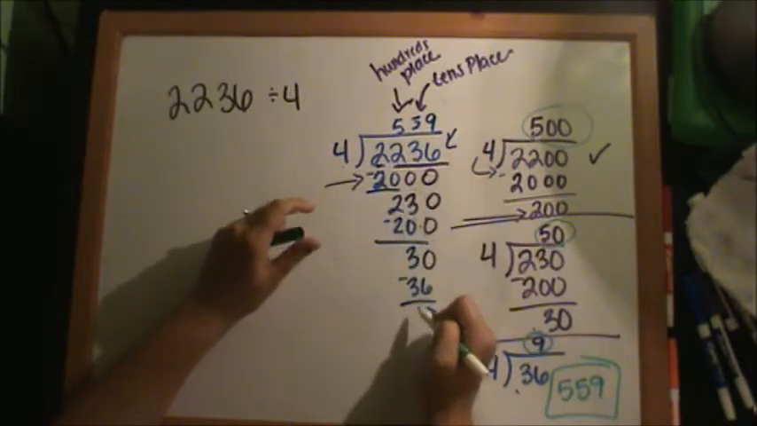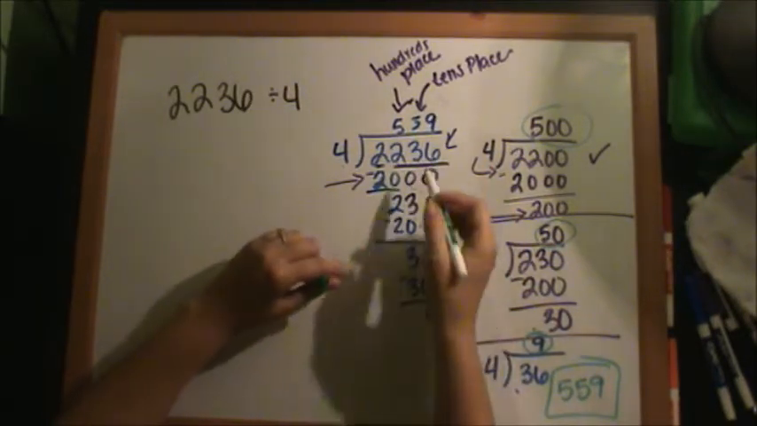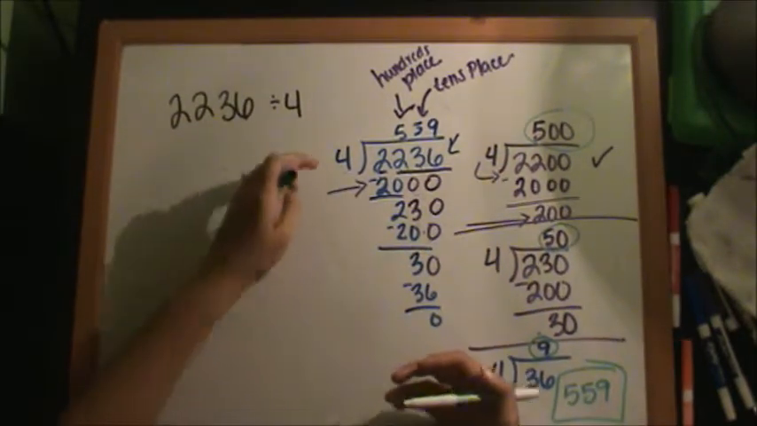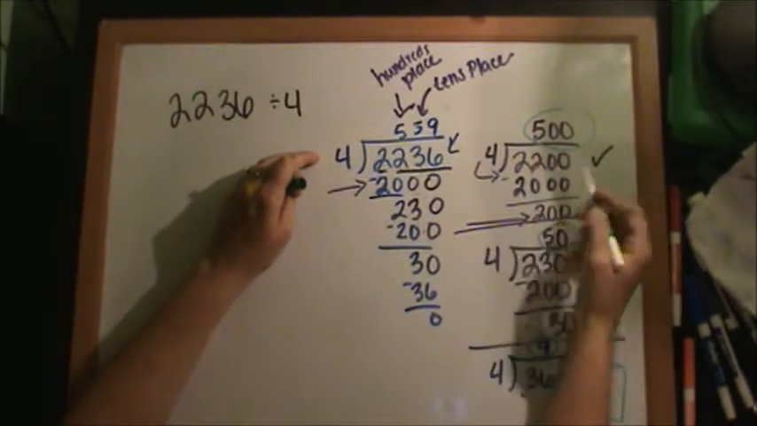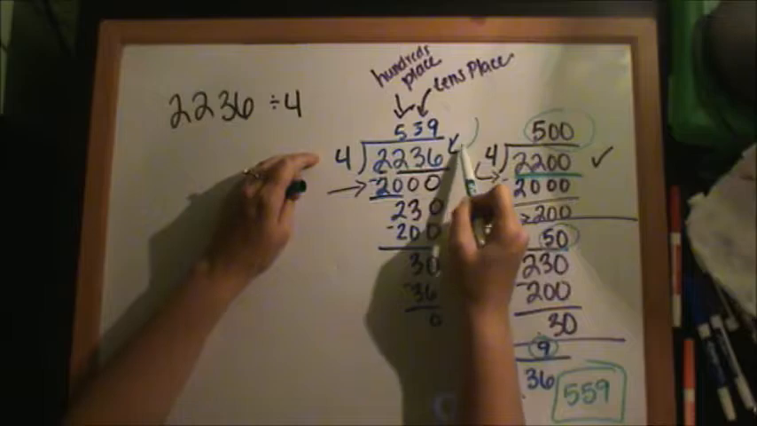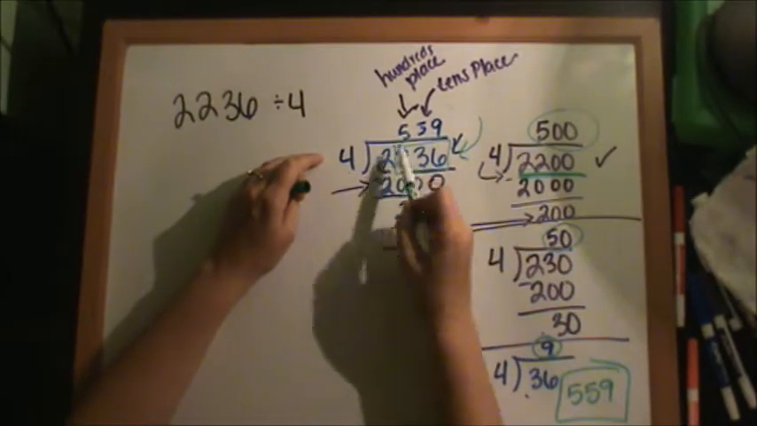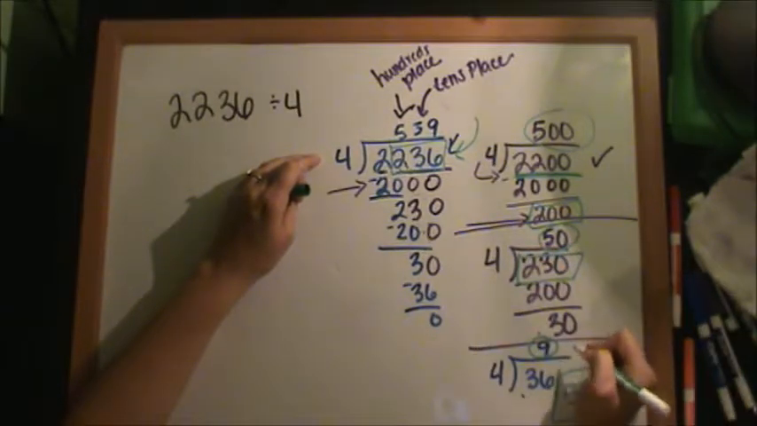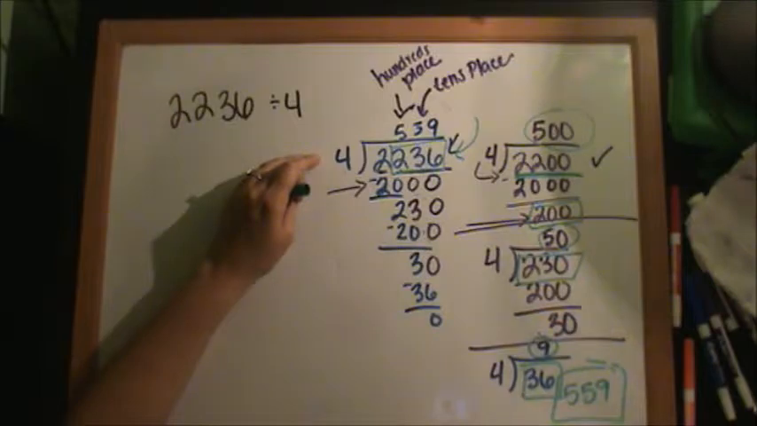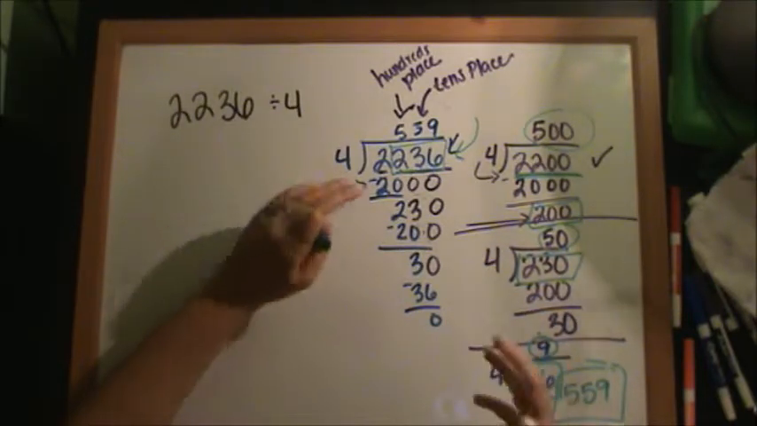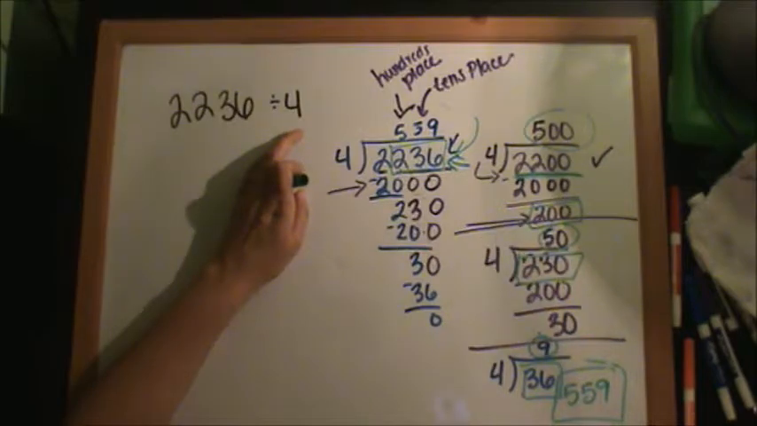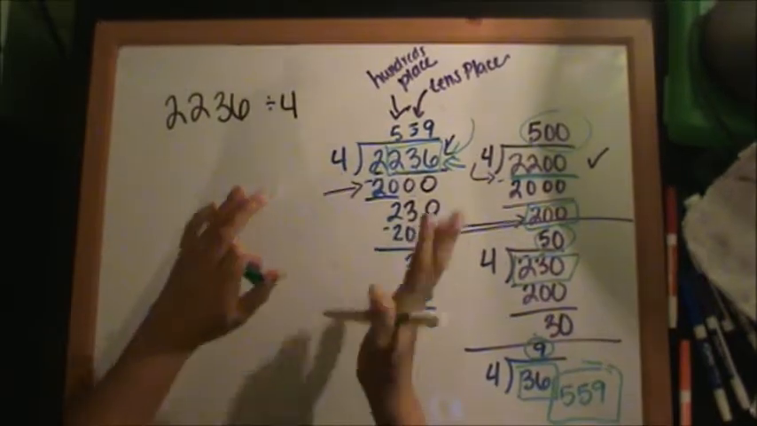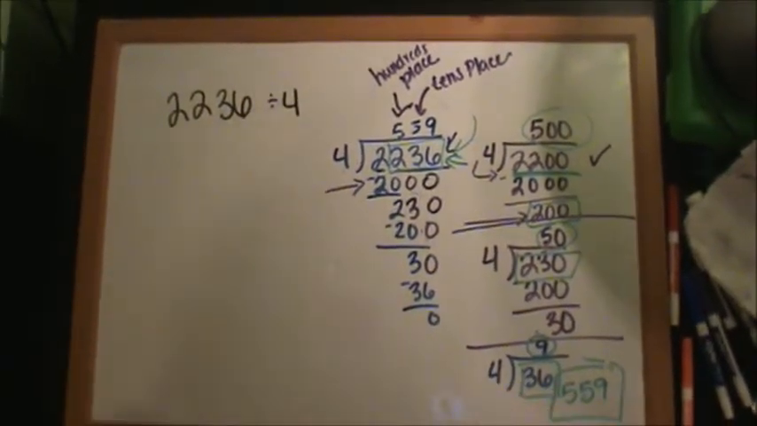And each time you bring down something, all you're doing is remembering that you still have to put 4 into that. So when you said how many times does 4 go into 22, you only used 2,200 of this number. You still had 236 left. So that's where we got this 230, and then we had the 36. Each time we brought back a number from here because eventually we had to show how 4 goes into the whole 2,236.